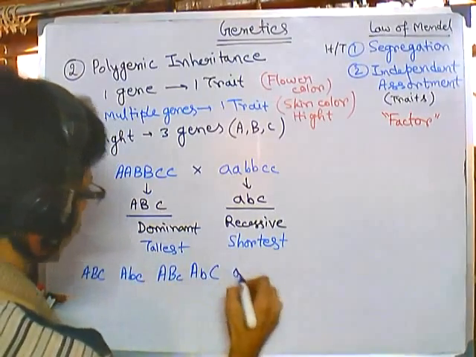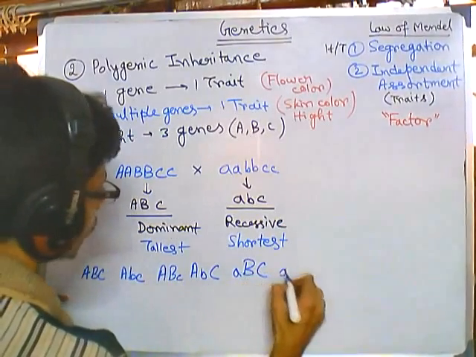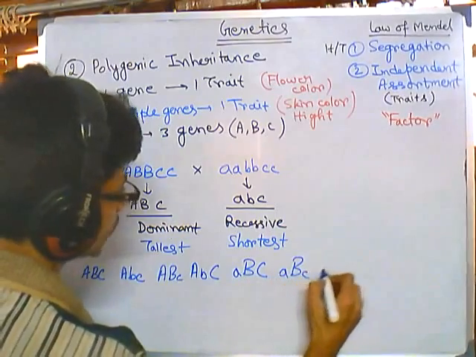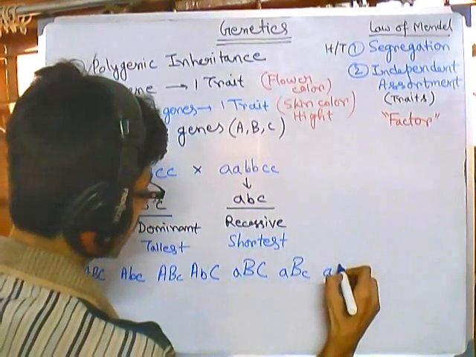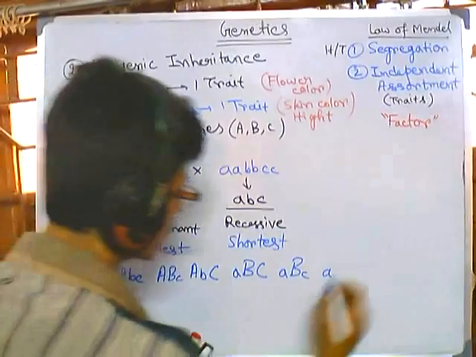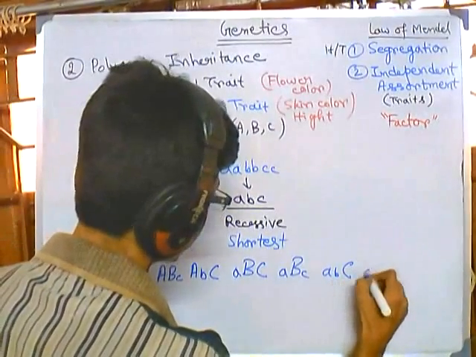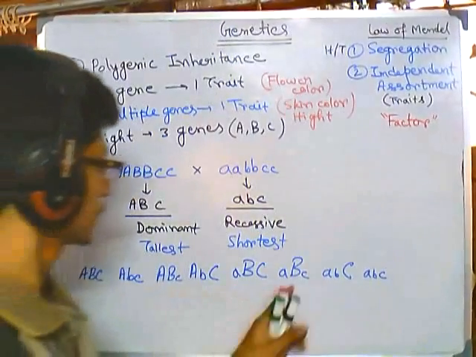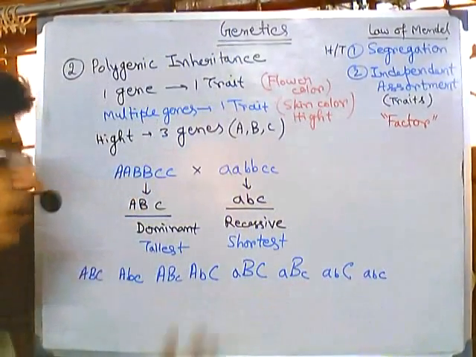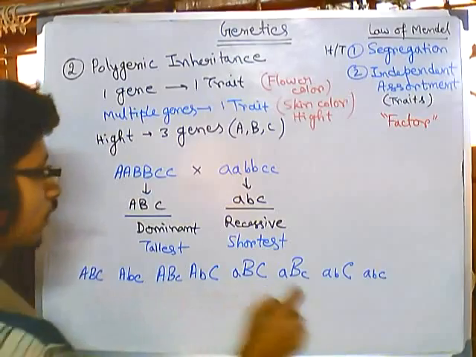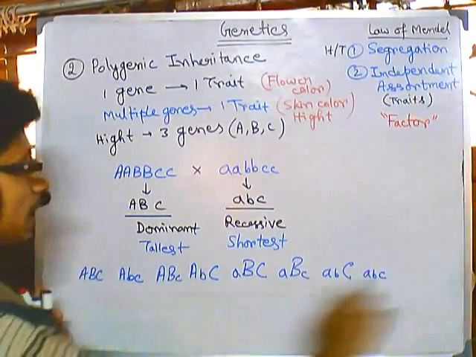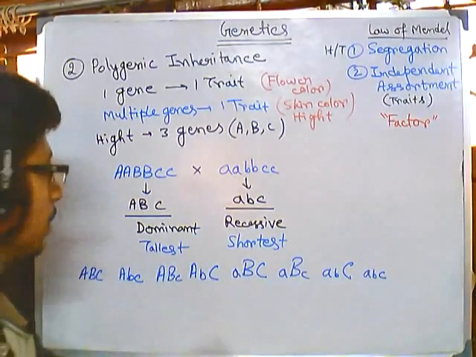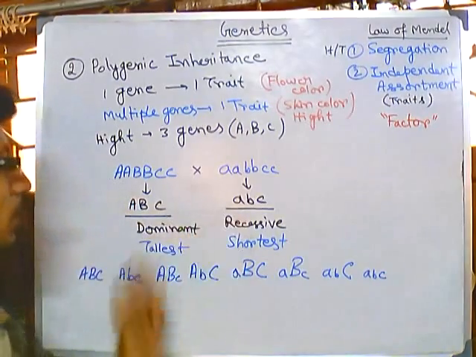So now small a, caps B, caps C; small a, caps B, small c; small a, small b, caps C; small a, small b, small c. So we are having 8 different combinations: 1, 2, 3, 4, 5, 6, 7, 8, right? So these are the 8 different combinations that are possible from the crossing between them.